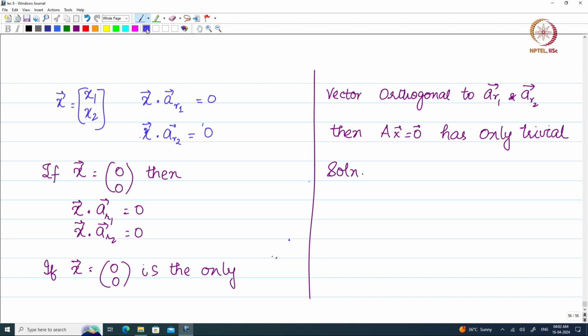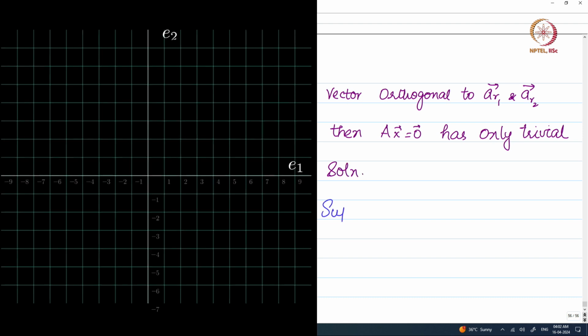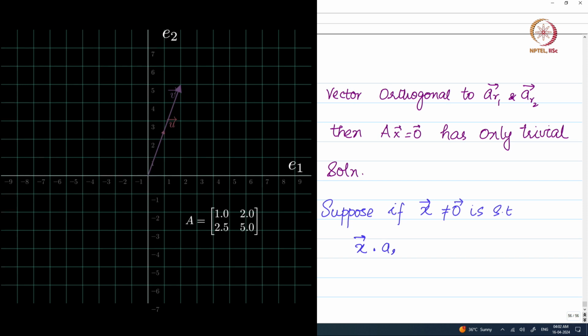Suppose x is not equal to the 0 vector, and is such that x dot a_r1 is equal to 0 and x dot a_r2 is equal to 0. Then we say Ax equal to 0 has a non-trivial solution.